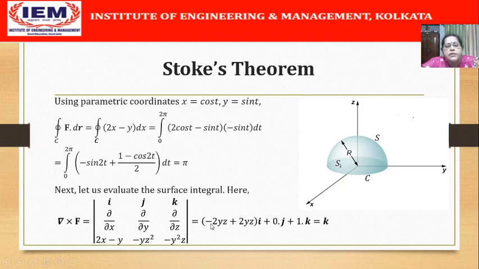For j, we get del del z of this expression, which is 0, minus del del x of minus y squared z. So this is again 0. So the component in the y direction is 0. And with k, what do we get? This is del del x of minus yz squared, which is again 0, minus del del y of 2x minus y. So this will give you a plus 1. So finally, we can see from here that curl f is the unit vector k.